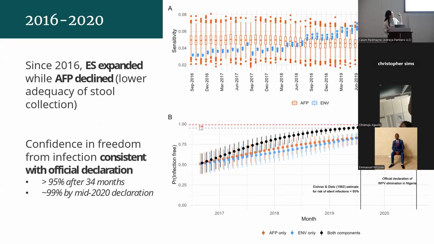And we can see how that influences the inferred trajectory of freedom from infection during the 4 years between those last 4 cases and ultimately the official declaration, which was in mid-2020. So we achieve for the combined system, the points in black, a probability of greater than 95% after around 3 years and approaching 99% by the time that official elimination was declared.